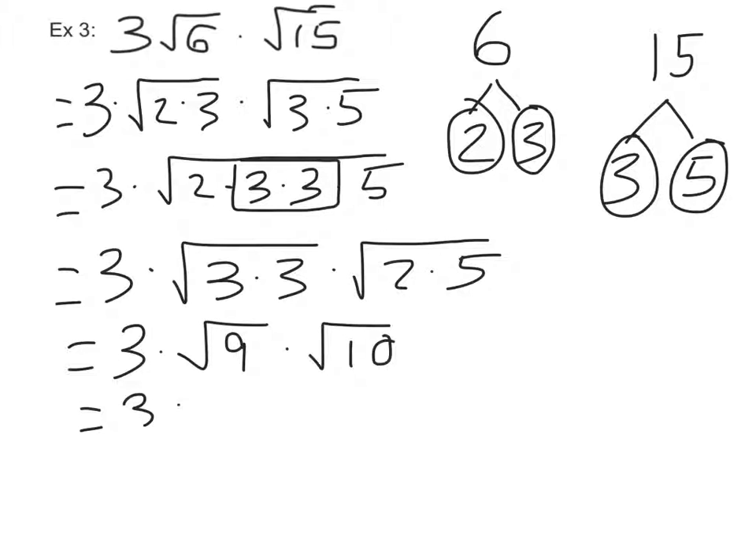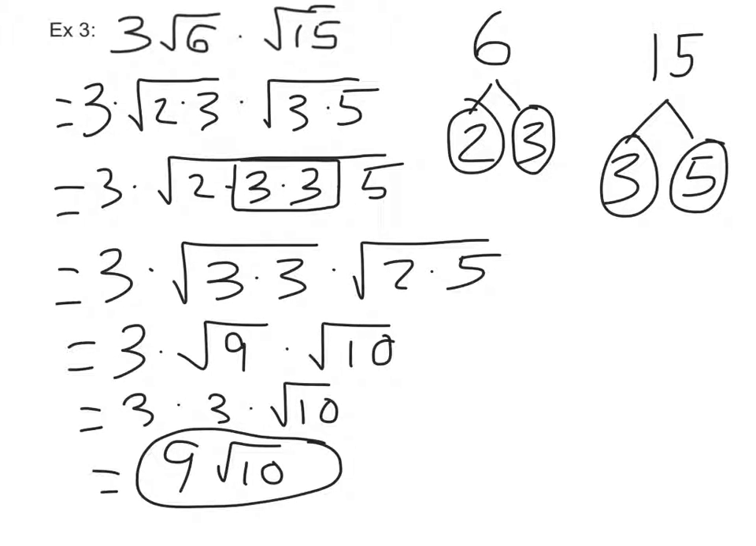And we're just about done. Square root of 9 is 3. And lastly, we can multiply the 3 and the 3. We get 9 square roots of 10. So for this particular problem, we have taken 3 times the square root of 6 times the square root of 15, and we have simplified it down to 9 times the square root of 10. Now, all of these are very good example problems to keep in your notes. I expect you to keep them.